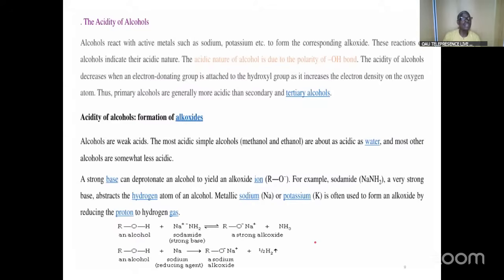Now, we are looking at some special properties. Should we call these physical properties? I think we are more going into chemical properties now. So can we call this slide, can you name it, the chemical properties of alcohols. Now, let's look at the acidity of alcohols.